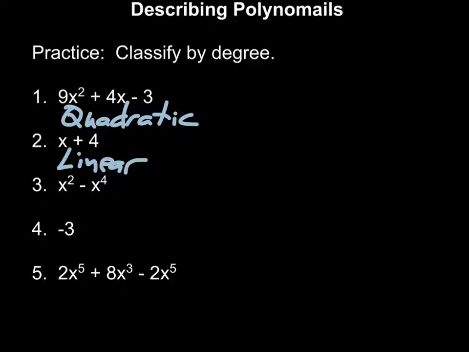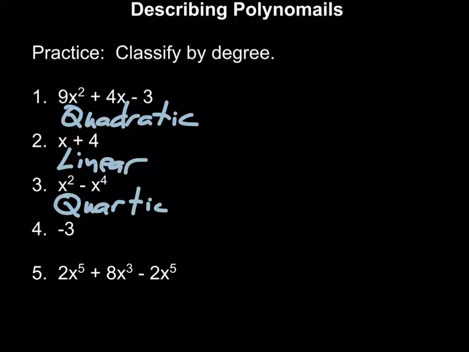Okay, number 3. We look for the highest exponent, and in this case our highest exponent is 4. If it's degree 4, what do we call it? Okay, so number 3 ended up being quartic because the highest degree was 4.